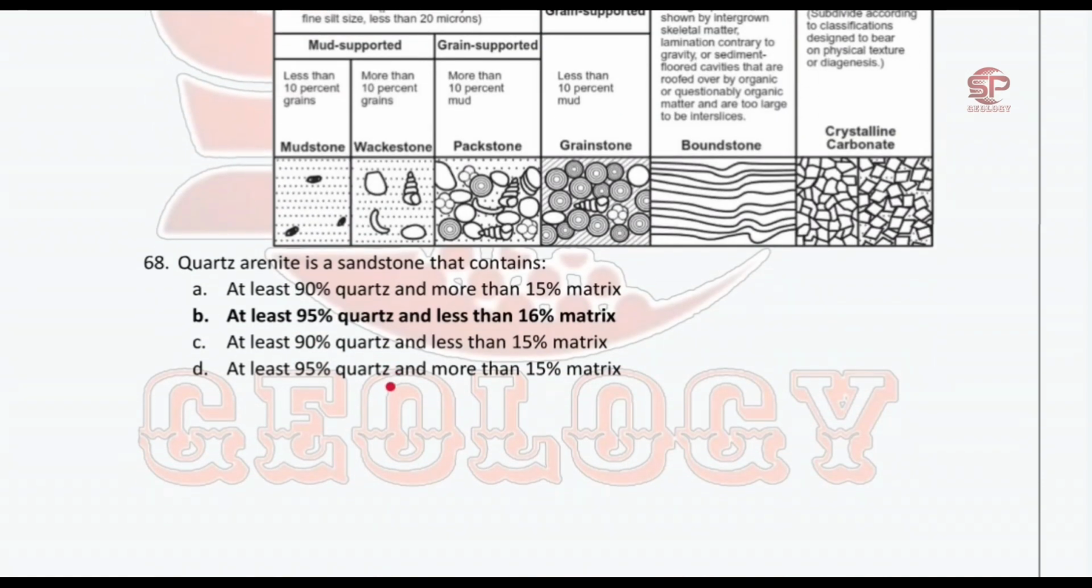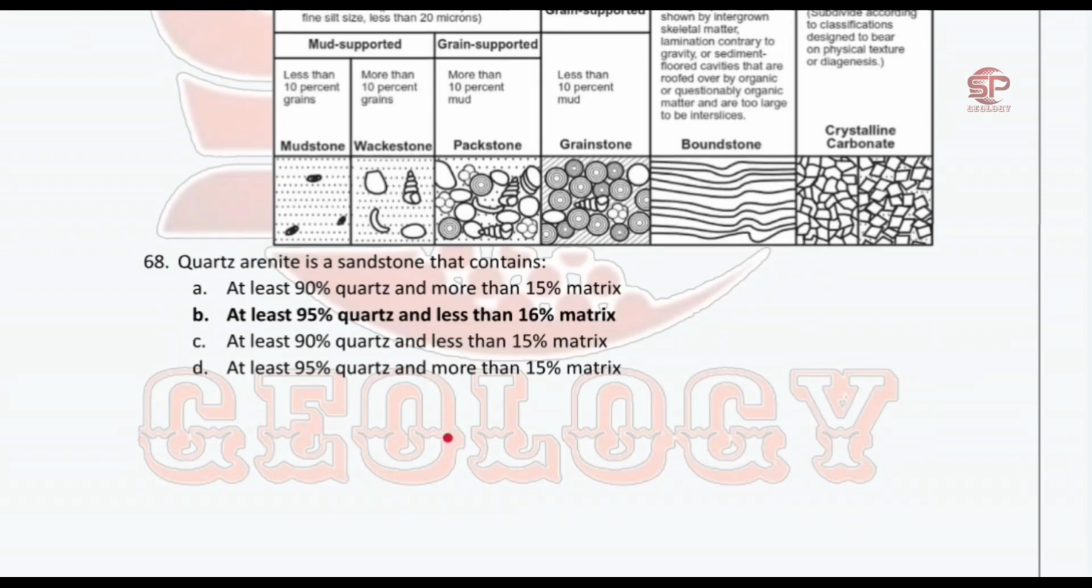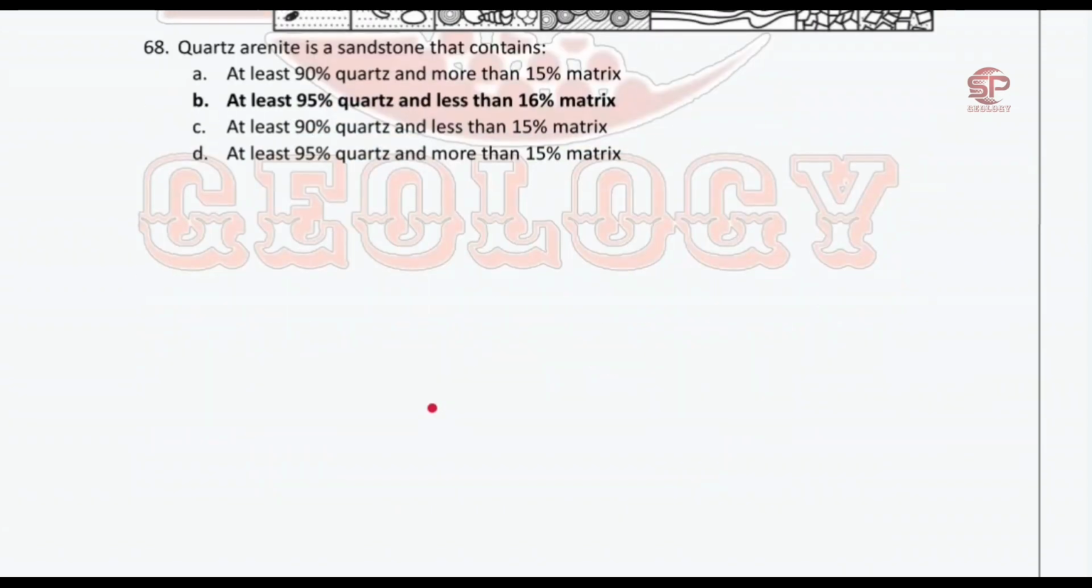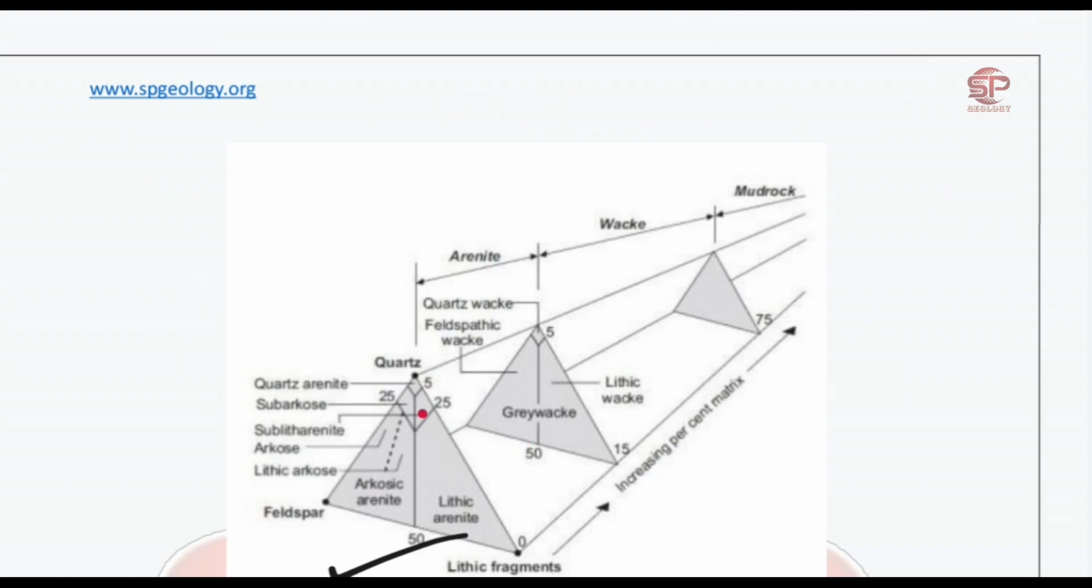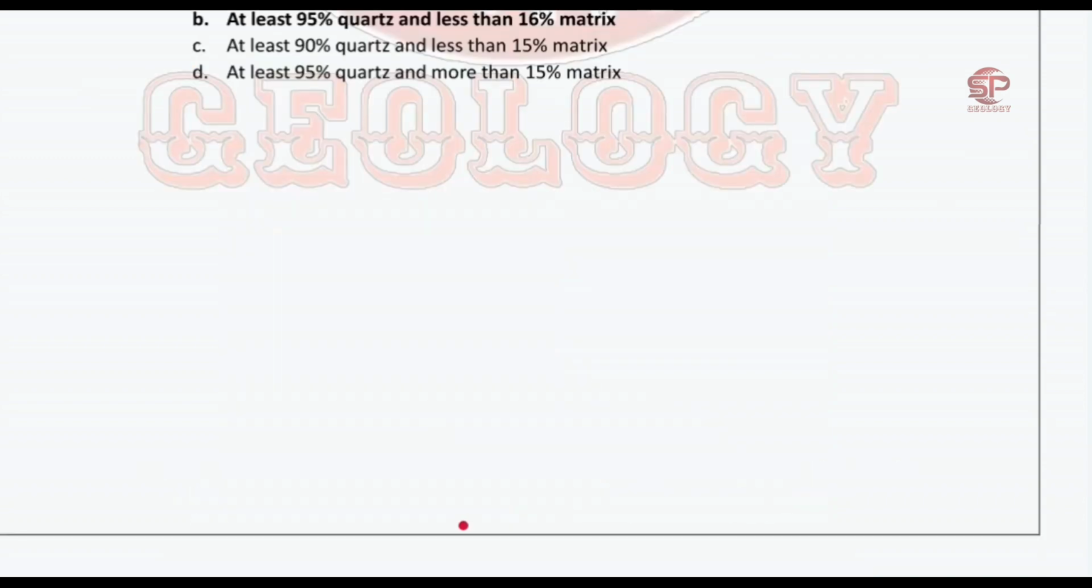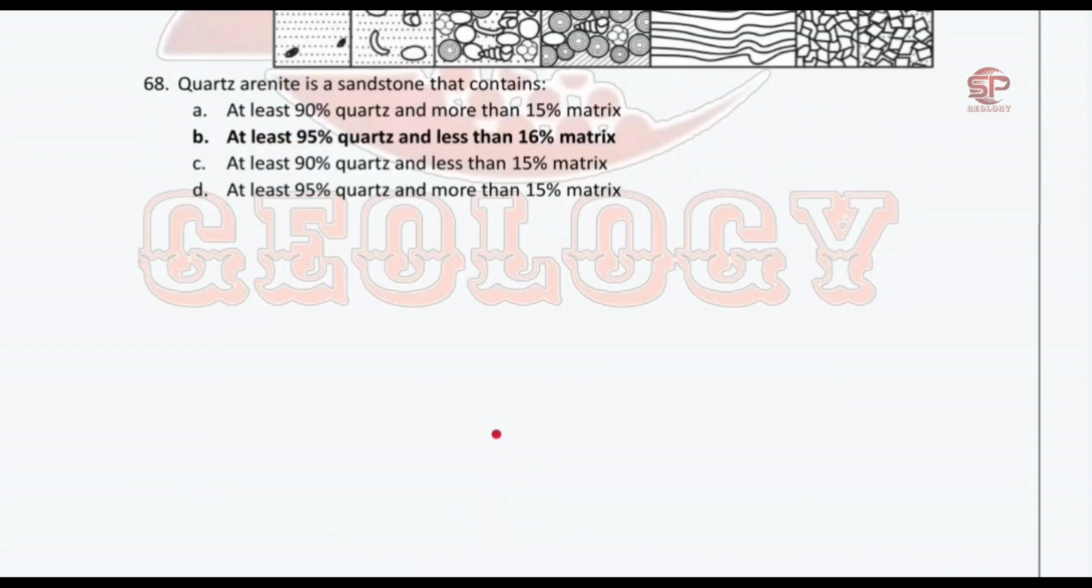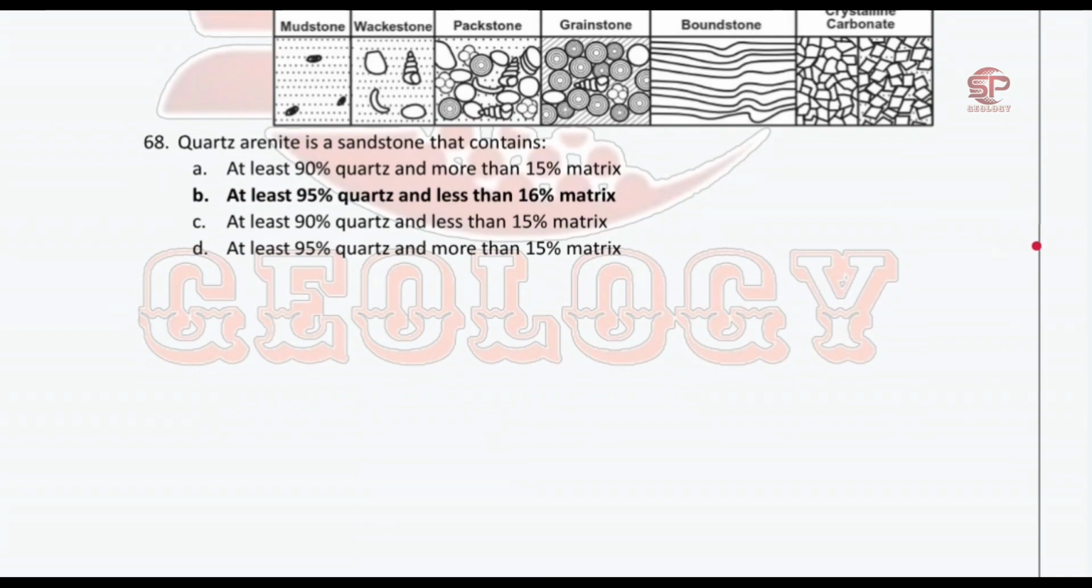And also quartz arenite, it is a sandstone that contains more than 95% quartz and less than 15% matrix. It is in Dott's classification. So this is a quartz arenite which has more than 95% quartz and less than 15% matrix. So it will be V.